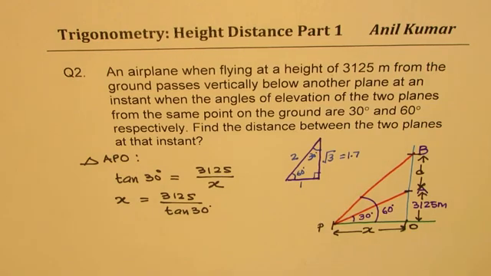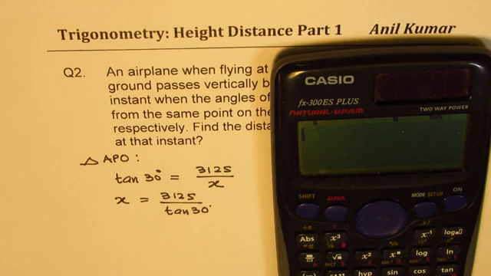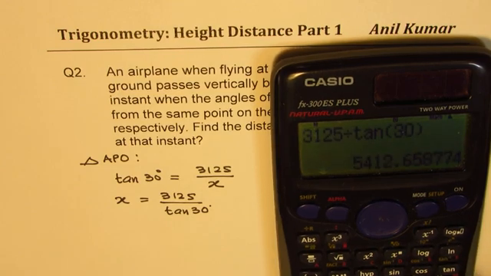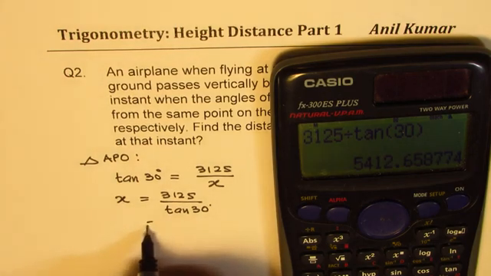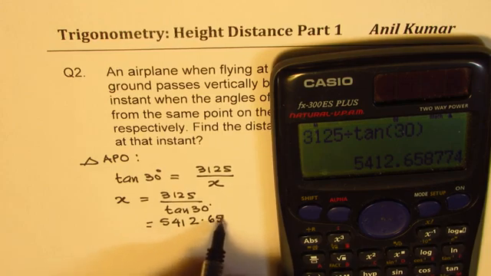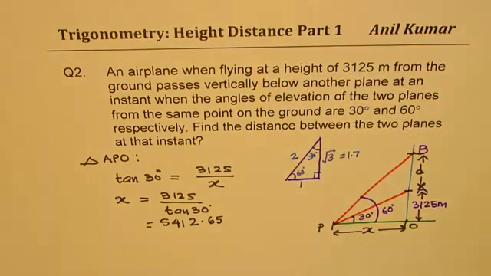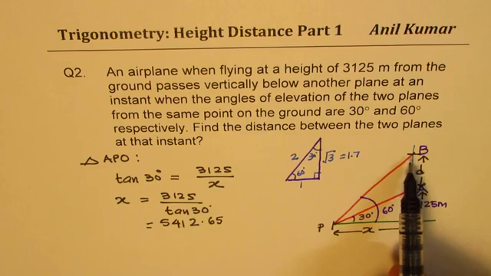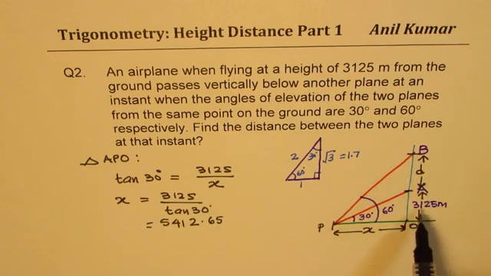Right. Now, we'll use the calculator at present to find the distance x. So we have 3125 divided by tan of 30 degrees. And that gives you 5412.65. Okay, so all the units are in meters. Perfect. So that gives you 5412.65 as the distance between P to O. Now, when we know this distance, we can find the height B from O and then take away 3125 to get our answer. Is that clear?